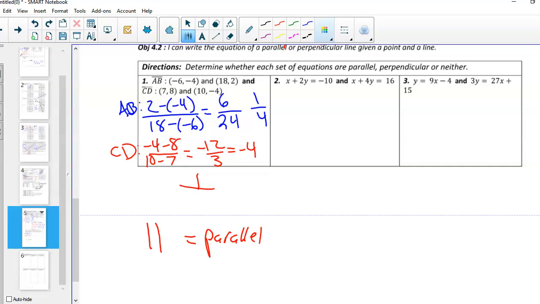How do you know if it's parallel? The slopes have to be exactly the same. The y-intercepts have to be different.